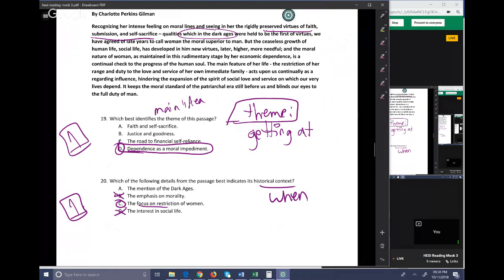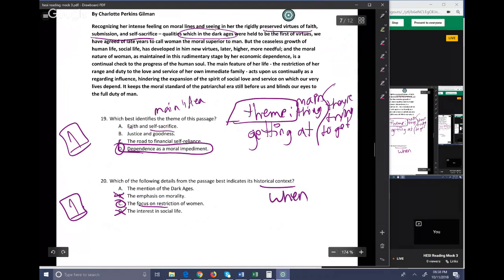So A on number 19 is most definitely mentioned, but it's only mentioned, and then it's mentioned in a previous context that is not timely to what is happening right now. And it's definitely not the theme because it's not the main thing that's alluded to. In this case, the theme is another way of saying the main thing they're trying to get at. So if you were confused just simply because I said that they did not mention faith or self-sacrifice, my apologies, they totally did. Doesn't change the answer. They definitely focused on dependence and what that does to moral growth more so than any other thing.